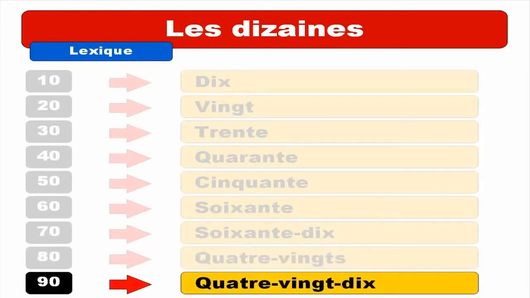90. Okay, so try to pronounce it like a whole word without making any breaks, you know. 90. Okay, repeat. 90.